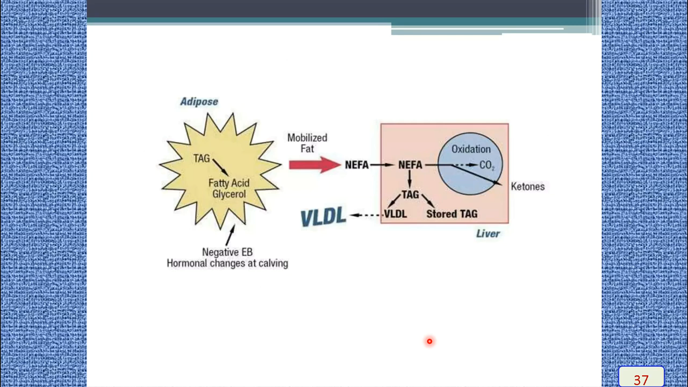Then here you can see the milk fatty liver syndrome. Triacylglycerol is converted inside the adipose tissue to form fatty acid plus glycerol. Then it goes to acidosis, whereas a negative feedback mechanism is also involved. Sometimes a deficiency of hormones or a sudden change in the hormone pattern may also be expressed.